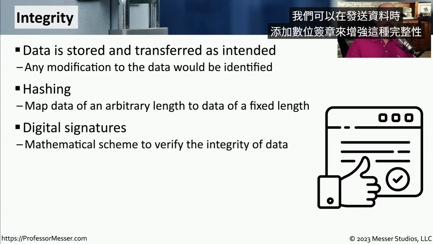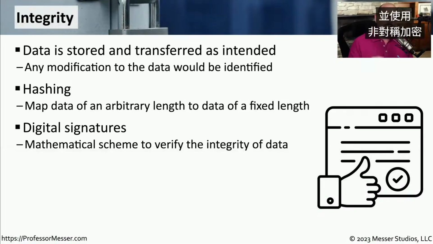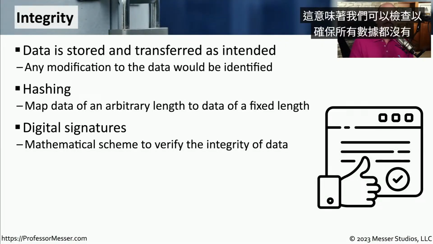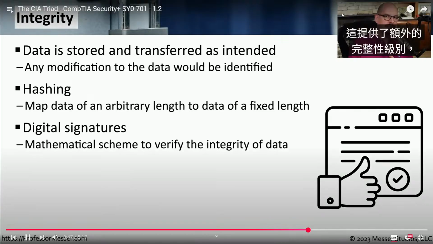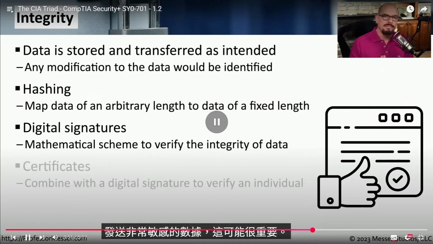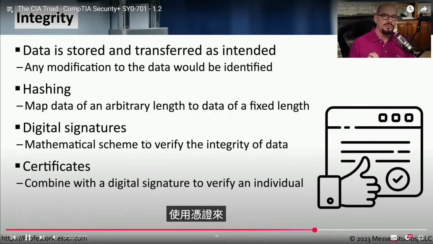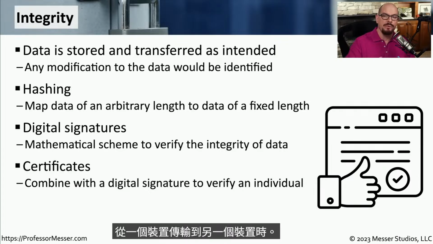We can enhance this integrity by including a digital signature when we're sending data, which takes a hash and encrypts it with an asymmetric encryption algorithm. This means that we can check to make sure that none of the data has changed, and we can confirm the person who sent the data. That provides an additional level of integrity that could be important if you're sending very sensitive data. It's also common to use certificates to be able to identify devices or people and provide additional factors of integrity, especially when you're transferring data from one device to another.